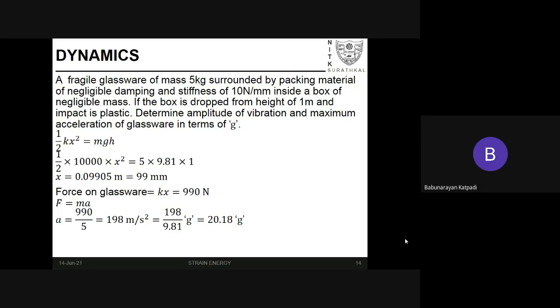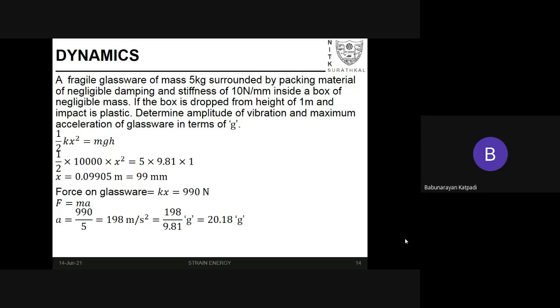M into G into H, the mass, here we are ignoring the weight of the box itself, of negligible mass. We are considering only the glassware, that is given as 5 kgs. M into G into H is the potential energy lost in the event of the box being dropped. So M into G into H should be equal to half kx squared.